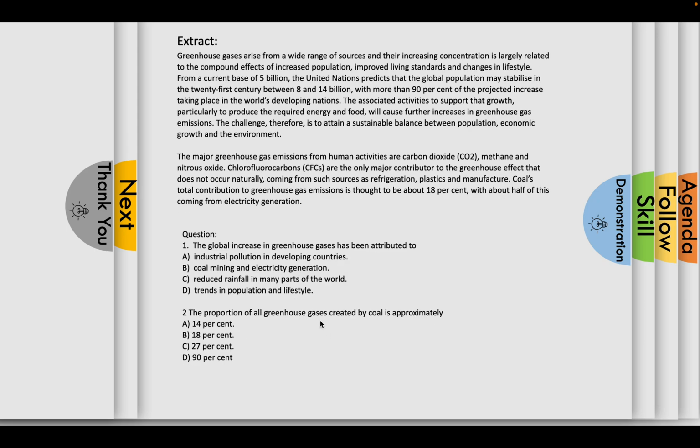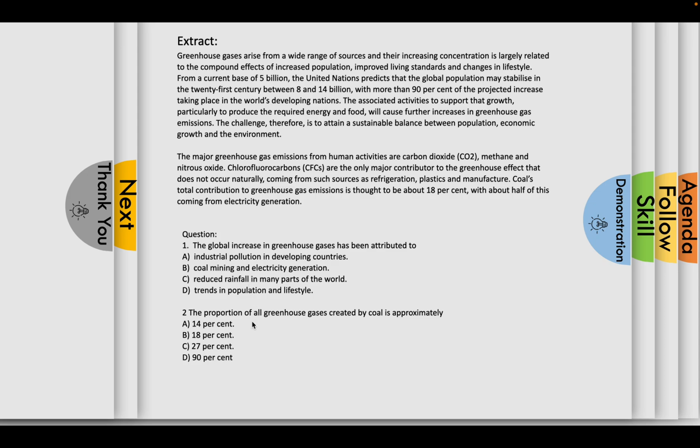So now let me show you how we recommend students to do that. Okay, see for yourself. If you start reading the passage, greenhouse gases arise from a wide range of sources. So what are we talking about here? How greenhouse gases arise, right? So is it relevant to our first question or not? Yes, we can see here we are talking about the increase in greenhouse gases, and in a similar manner the first paragraph talks about how greenhouse gases arise.